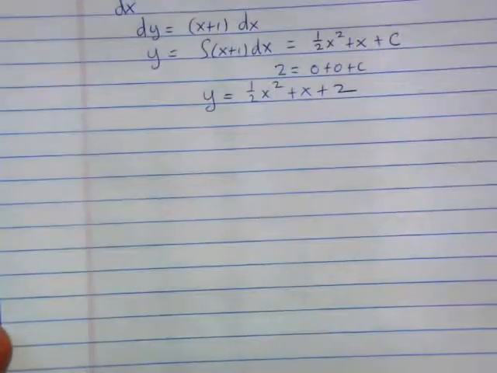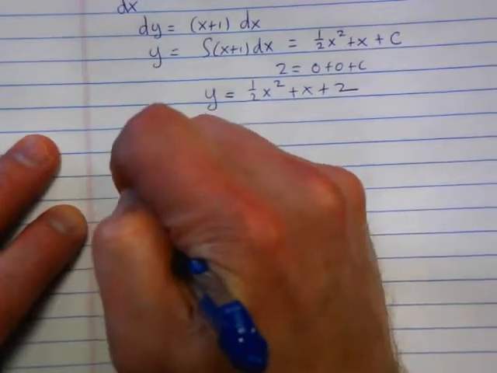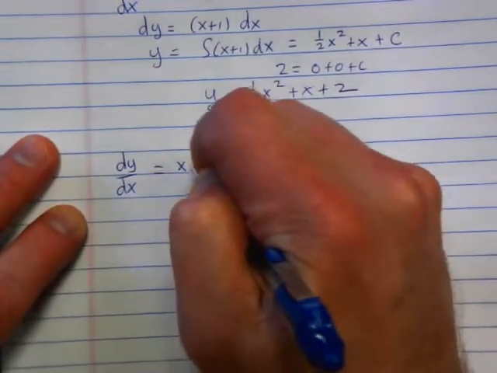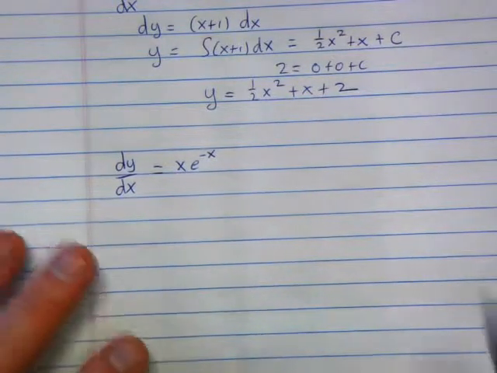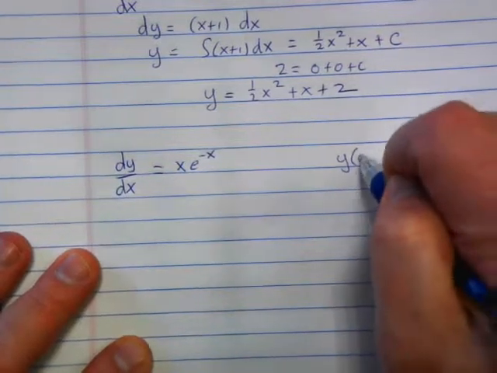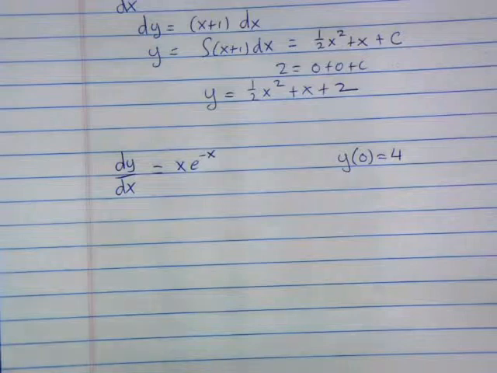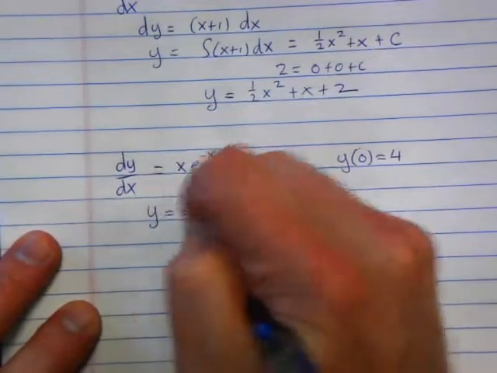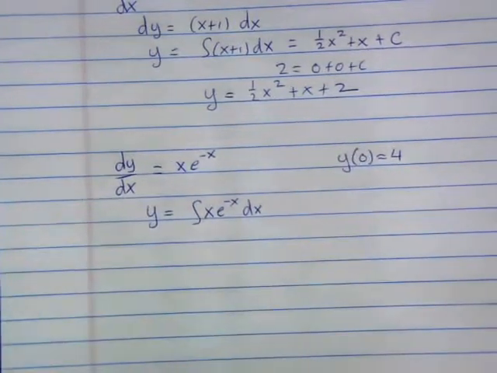All right, let's try another one. That was so much fun. That was so easy. I like easy ones. dy dx equals x e to the negative x. And then how about y at 0 is 4? How do you solve? Integrate both sides. So y is the integral of x e to the negative x dx. What's the integral of x e to the negative x dx?